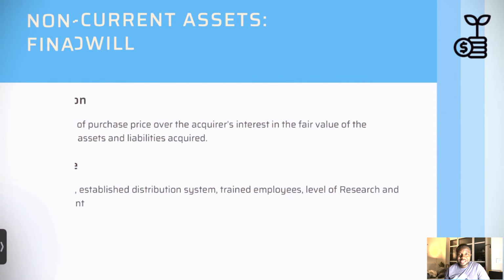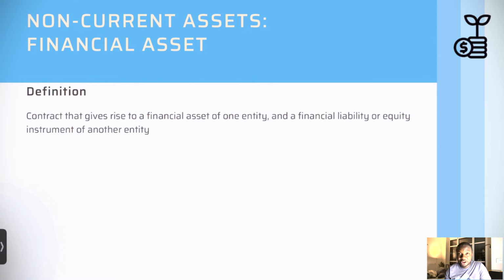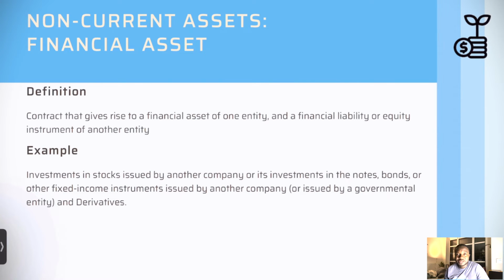Next, we move to non-current financial assets. These are contracts that give rise to a financial asset of one entity and a financial liability or equity instrument of another entity. An example is investment in stocks, bonds, notes, and fixed income securities issued by another company, and derivatives.